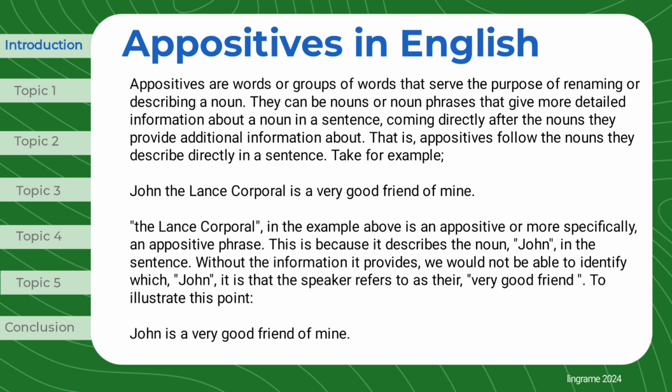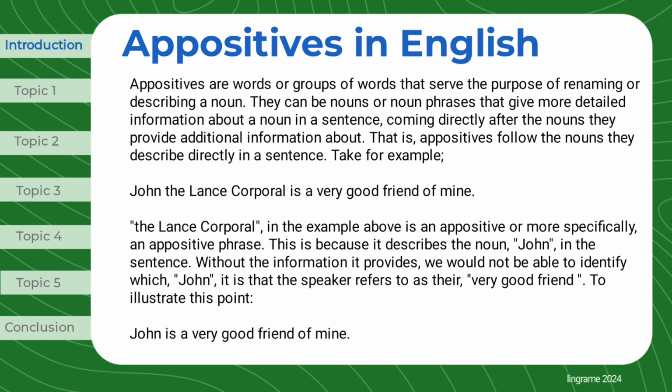That is, appositives follow the nouns they describe directly in a sentence. Take for example, John the Lance Corporal is a very good friend of mine. The Lance Corporal, in the example above, is an appositive, or more specifically, an appositive phrase. This is because it describes the noun, John, in the sentence. Without the information it provides, we would not be able to identify which John it is that the speaker refers to as their very good friend.